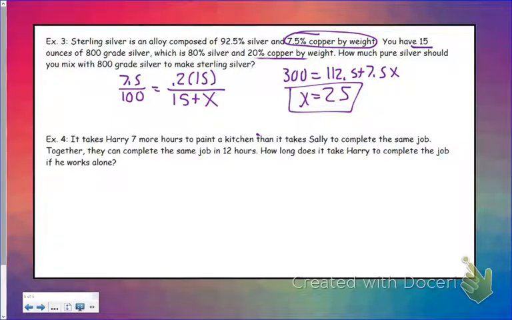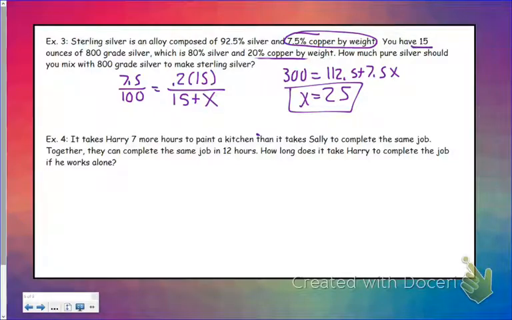All right, the last one we're going to look at, very similar to the first two examples, but again, we're going to look at this actually as a rational function. So it says it takes Harry 7 more hours to paint the kitchen than it takes Sally to do the same job. Okay, together they can complete it in 12 hours.